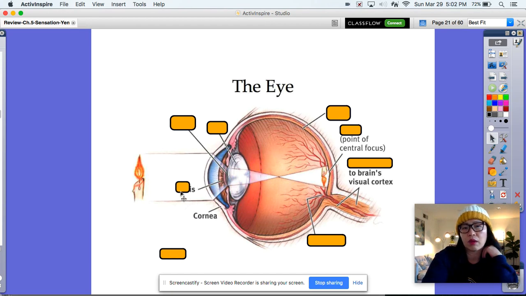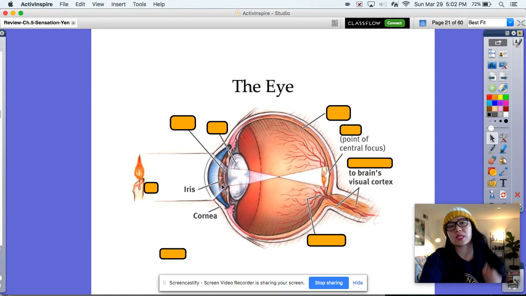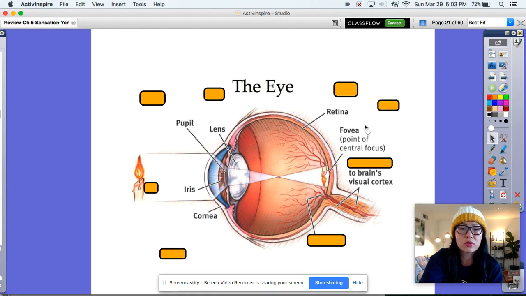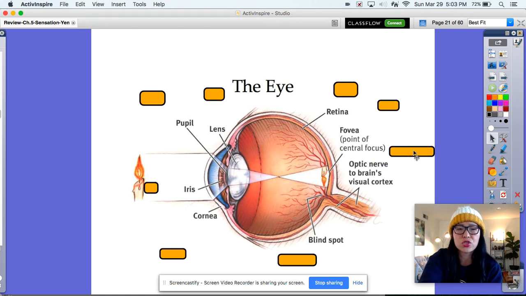layer. Okay, this one's going to be the iris, which is the color part of your eye. It's going to control the pupil, which is going to let light in. And then the lens is going to focus our image. Over here is where the retina is, where your rods and cones are. This part in the middle is going to be your fovea, where cones cluster. Over here is where we have a blind spot because there are no receptor cells. And then this little spiny thing is going to be your optic nerve, which then sends information to your brain.